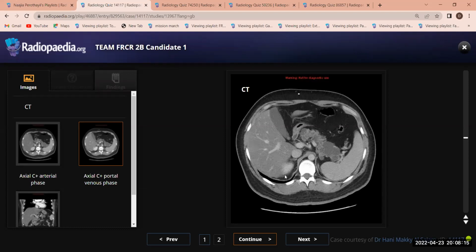What are you thinking of? What will you tell the clinician? What are you thinking of? I'm thinking, first of all, I'm concerned about the renal lesion, the right renal lesion, which is highly concerning, that needs further evaluation, biopsy, and histopathological confirmation.